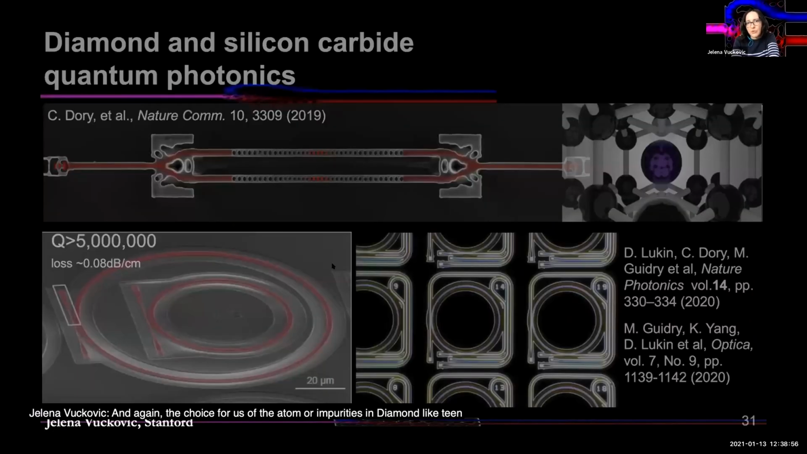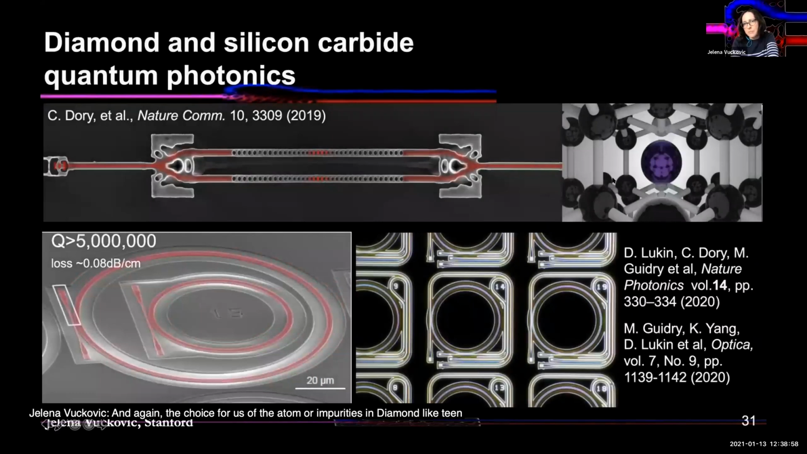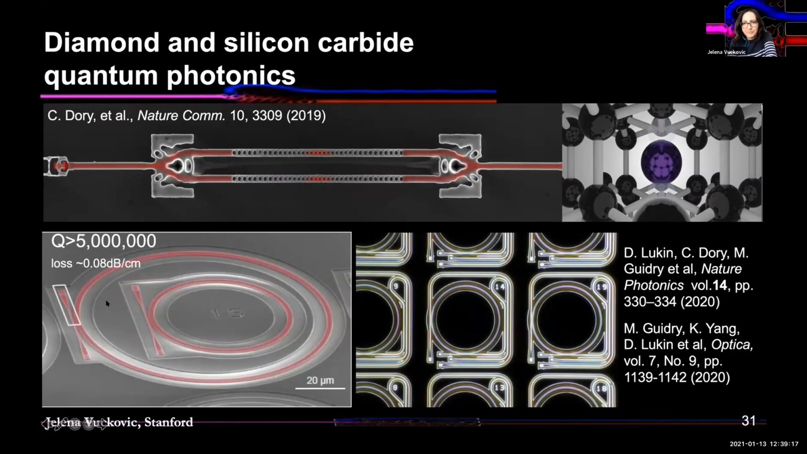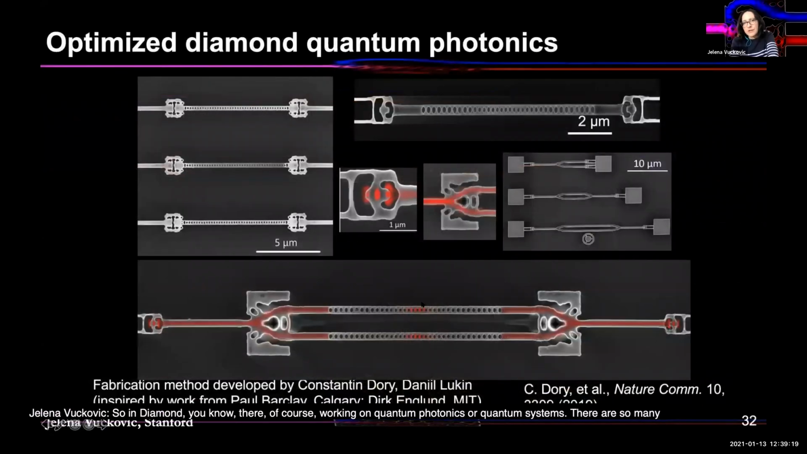And again, the choice for us of the atom are impurities in diamond, like tin or silicon vacancy in diamond, where you remove two atoms and have impurity in between, or silicon vacancy in silicon carbide. But the topic of this talk is really photonics. So I'd like to use the opportunity to show you a little bit of the inverse design photonics in diamond and in silicon carbide. So in diamond, they're, of course, working on quantum photonics or quantum systems.